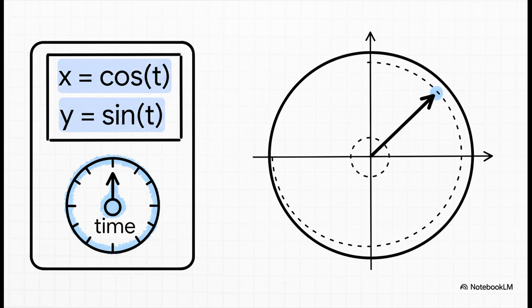So with parametric functions, both x and y are actually being controlled by a totally different variable, t. And you can just think of t as time. So as time t moves forward, these two equations trace out the path of a point. And this isn't just some abstract idea. This is literally how animators make characters move across a screen, or how GPS tracks your car on a map.